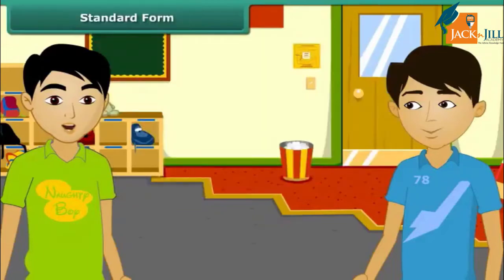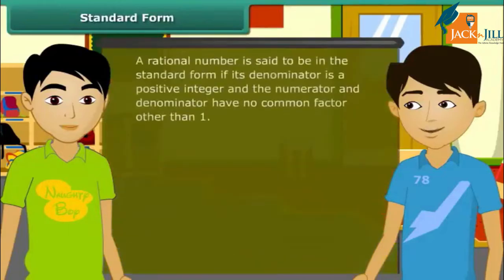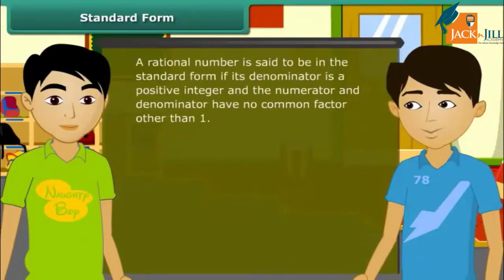Now read this statement. A rational number is said to be in the standard form if its denominator is a positive integer and the numerator and denominator have no common factor other than 1. That is, these all rational numbers are in the standard form. Yes, because their numerator and denominator have no common factor other than 1. And if the numbers are not in the standard form, then it is reduced to a standard form.